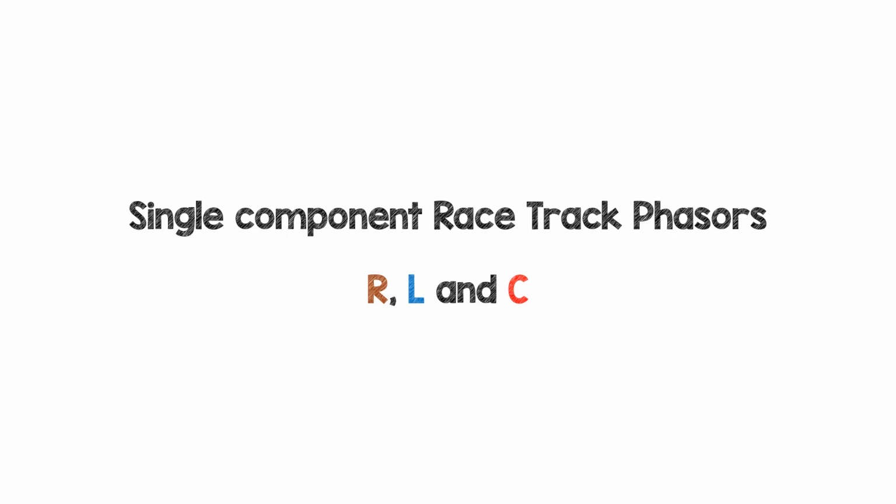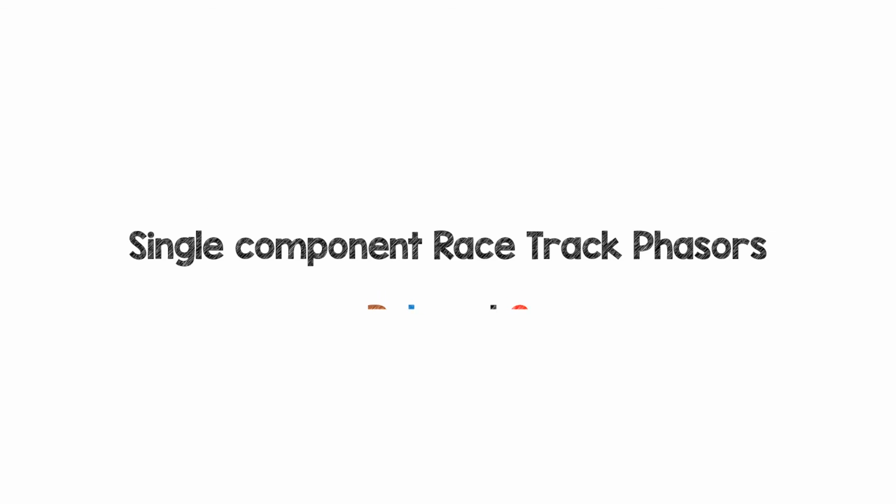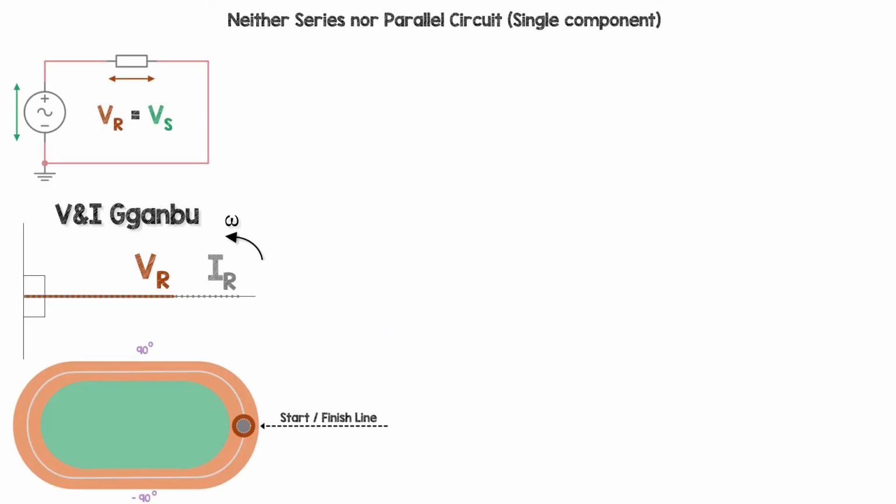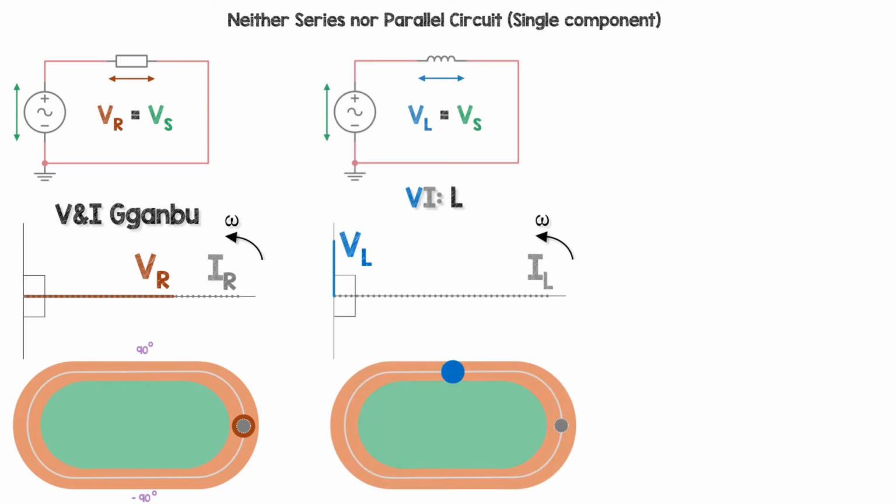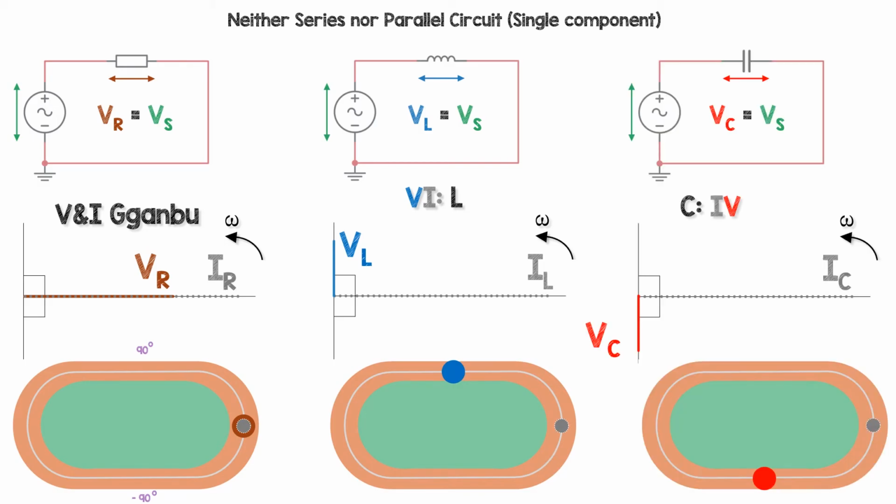Let's make some quick animations to explain it a bit further. So V and I are Gambu, they're best friends, they're always in phase with each other for a resistor. Now for our inductor only circuit. It's kind of like a racetrack, but of course phasors are drawn around a rotating circle, not an oval. And now for our single capacitor circuit.